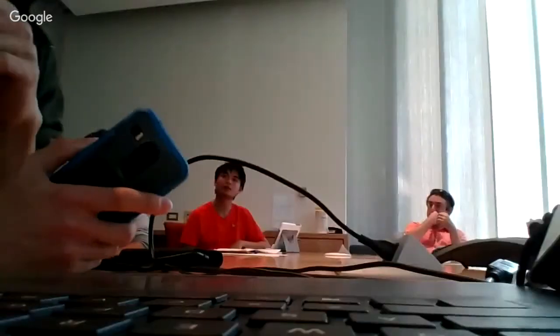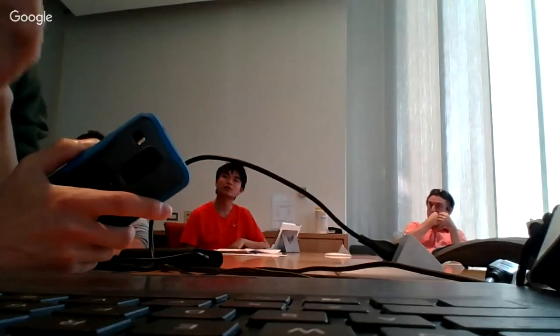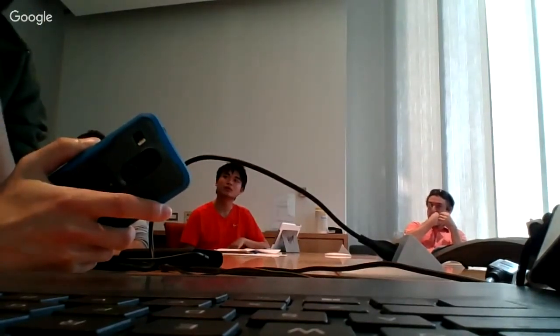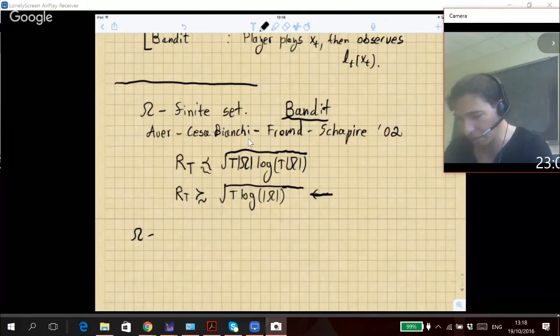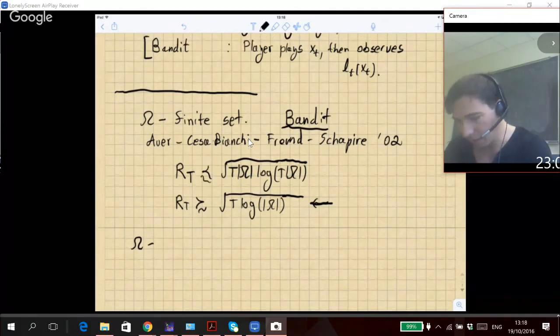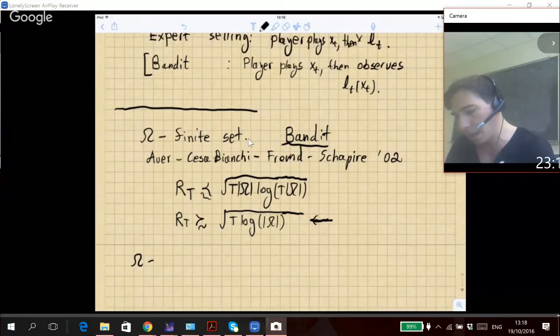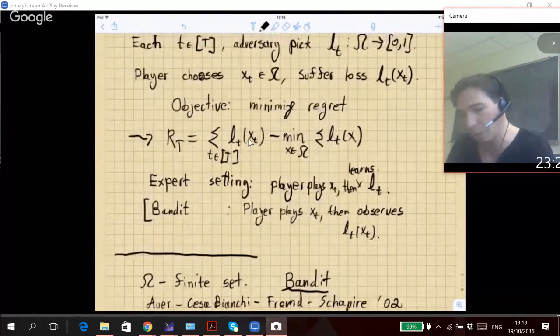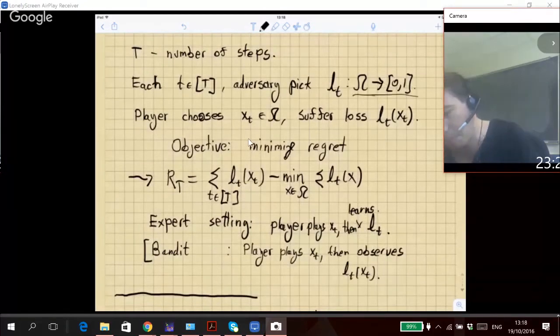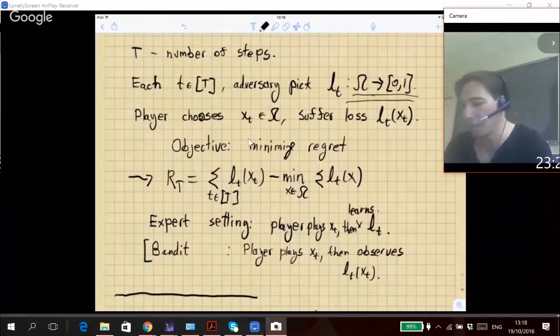So the lower bound of root T times size of omega. No. The point is, if omega is as big as T, you couldn't have tried everything, right? If I understand you correctly. Then this bound is at least as big as T, and we know that our loss function is bounded. So T is just a trivial bound.